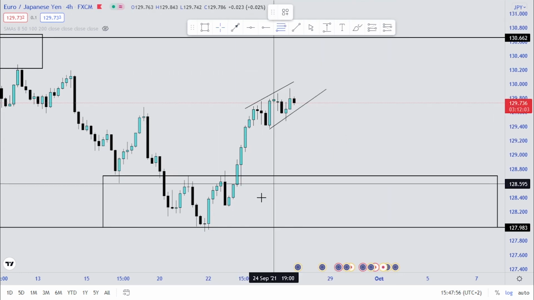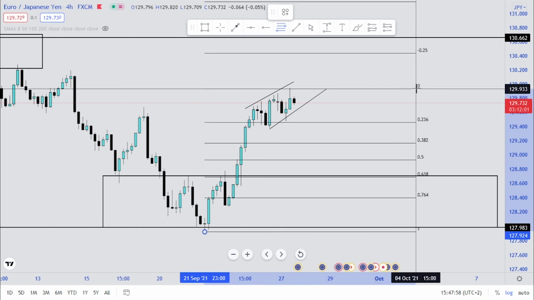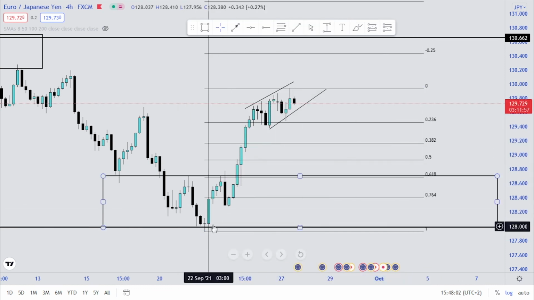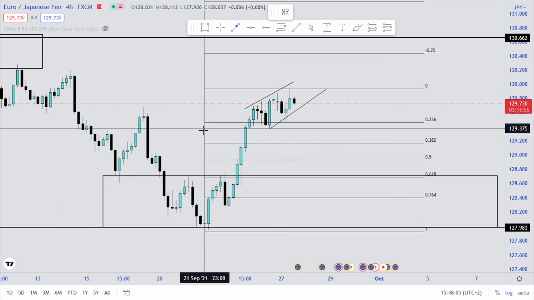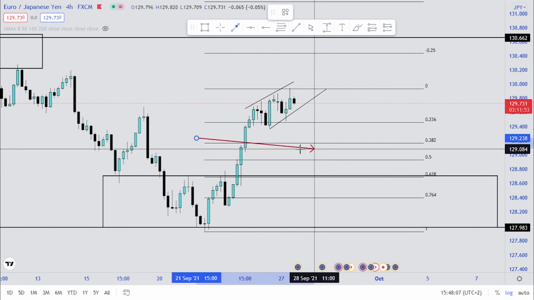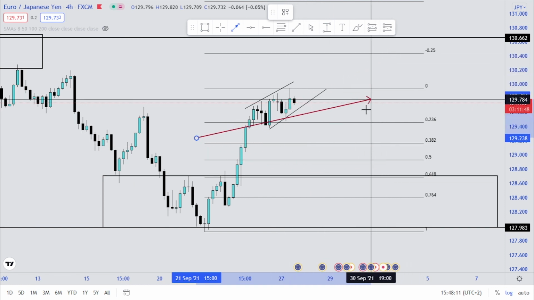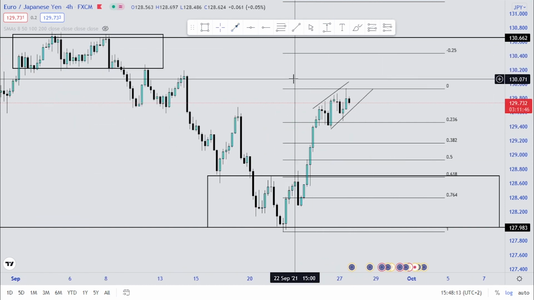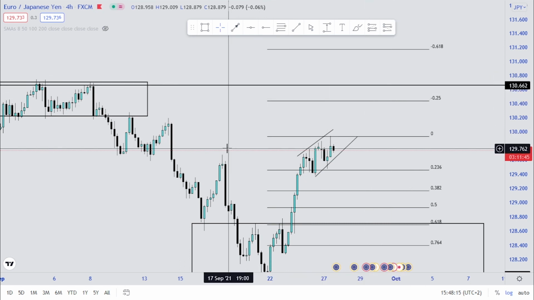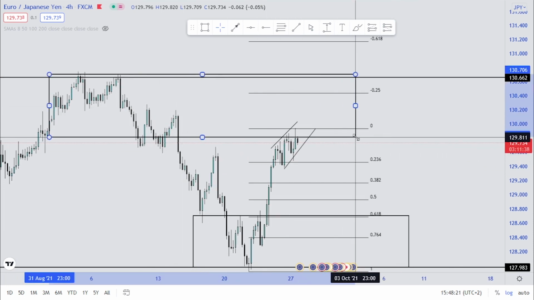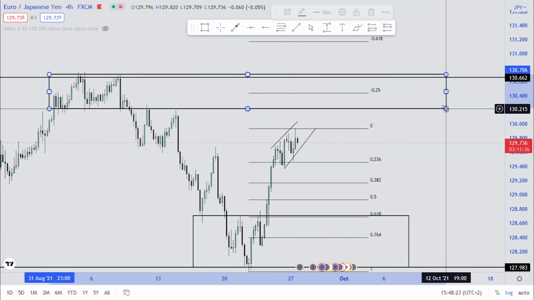So if I run a Fibonacci from this low to this high, price can most likely come to the downside and come to this box region here at 0.618 again and continue on to the upside and come to this region of 130.662 again. And don't forget about this box region here as well that we have right here.